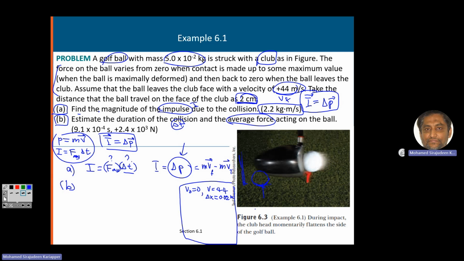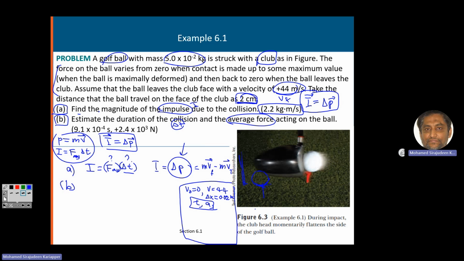Now we are going to assume it is a constant acceleration. While the ball is in touch with the club and it is being compressed, there will be some motion before it leaves the bat, the club. And we will say it has a constant acceleration, then I can find the time, even the acceleration. 3 things are given to us, only 2 unknowns, and if I assume it's a constant acceleration, I can find the time. So it's chapter 2. You're going back to chapter 2.